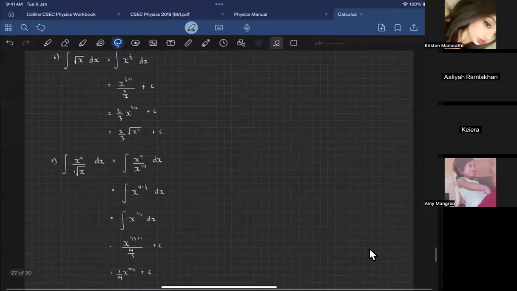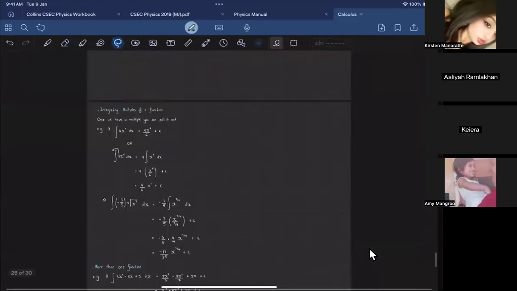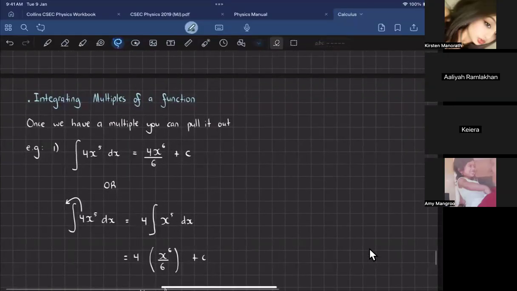Right, so that's it. Let's now start with integrating multiples of a function. And this is quite easy. We've done things like this before. Aliyah, all that means is we have a constant being multiplied by the expression. So imagine you have 4 multiplied by x to the power 5. Well, we know how to work that. You just add 1 to the power and divide.